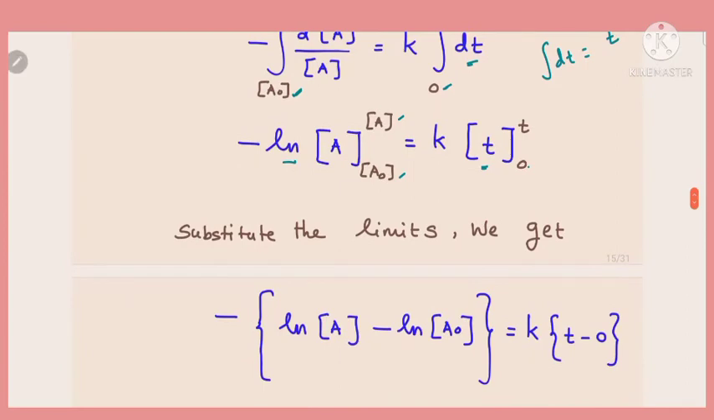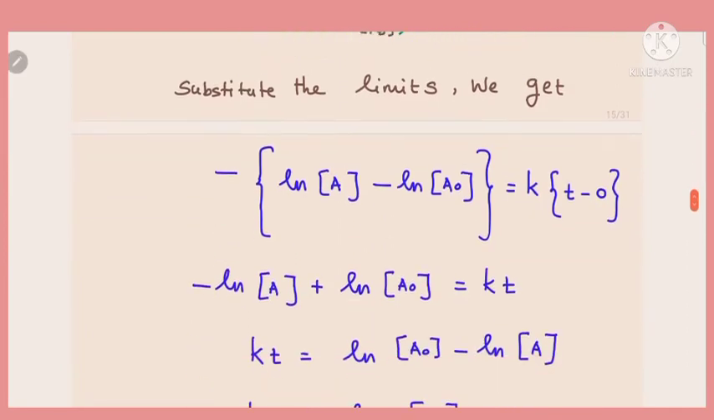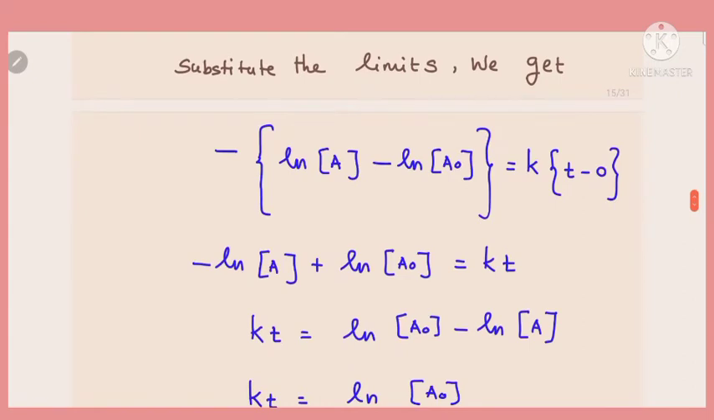So the minus sign common, I take outside. Now ln A, the upper limit is A, isn't it? Therefore ln A minus the lower limit A0, minus ln A0. So minus of ln A minus ln A0 equal to k into, in the place of t, I substitute upper limit t minus lower limit 0. So k into t minus 0. Now look at this one. The minus sign is common for both, so the second term will become positive, isn't it? So this can be written as minus ln A plus ln A0 equal to kt.